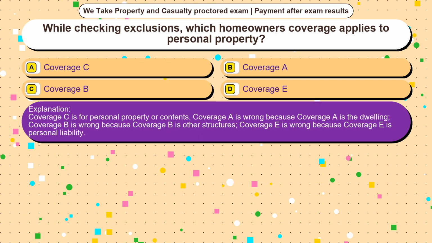Coverage C is for personal property or contents. Coverage A is wrong because coverage A is the dwelling. Coverage B is wrong because coverage B is other structures. Coverage E is wrong because coverage E is personal liability.